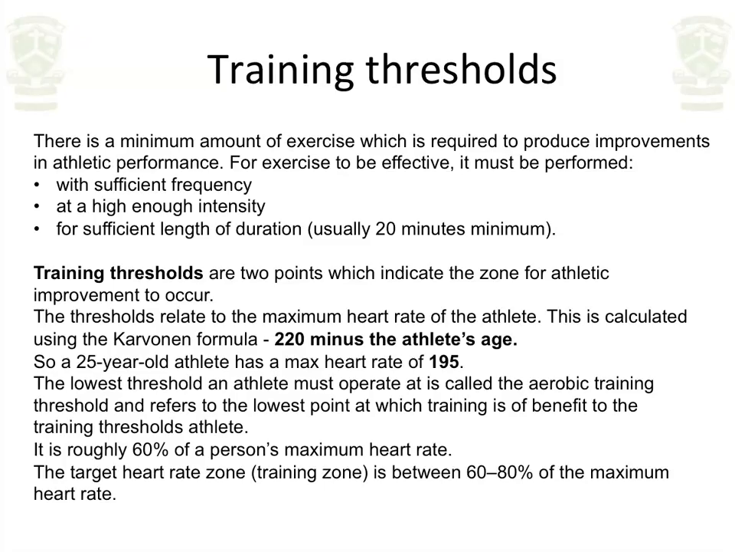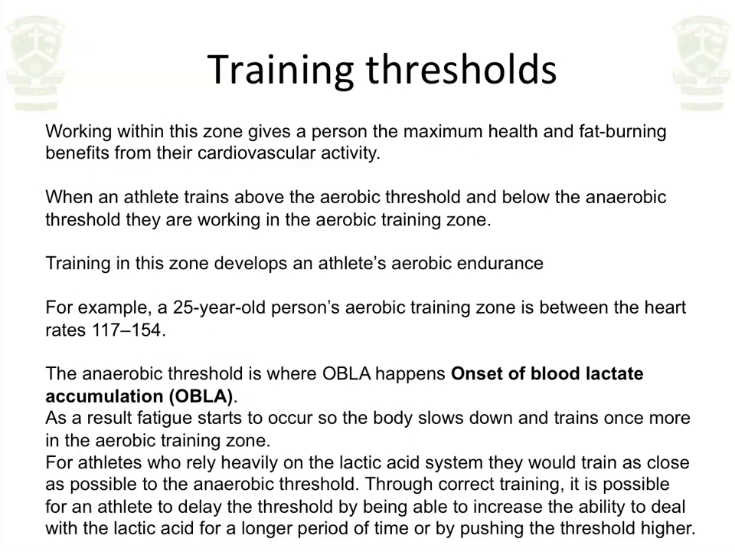When we talk about target heart rates, we're looking at somewhere between, for the aerobic zone, 60 to 80% of their max heart rate. So 60 to 80% of 195 for the 25-year-old would give you the two areas in which they need to train within. If we go to the next area, and we go down a little bit further, we know that for the 25-year-old athlete, the aerobic training zone is between 60 and 80% of their max heart rate. So 60% of 195 is 117, 80% of 195 is 154.